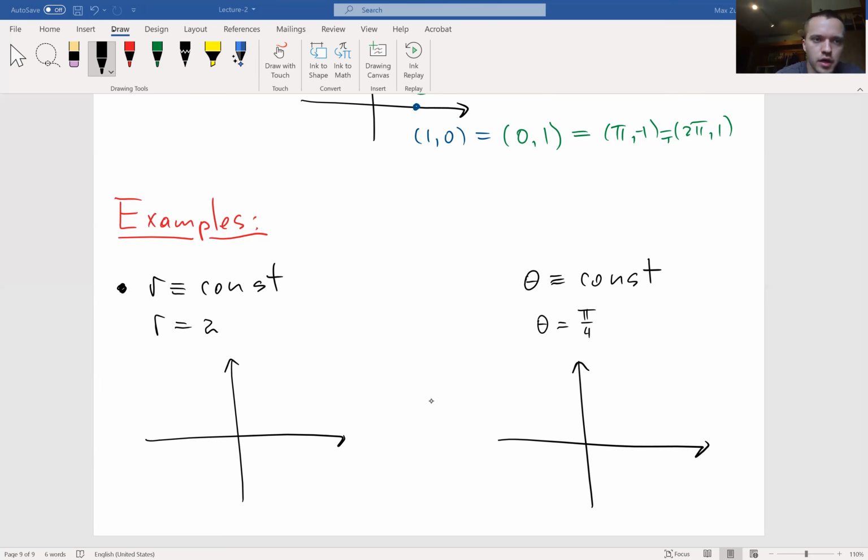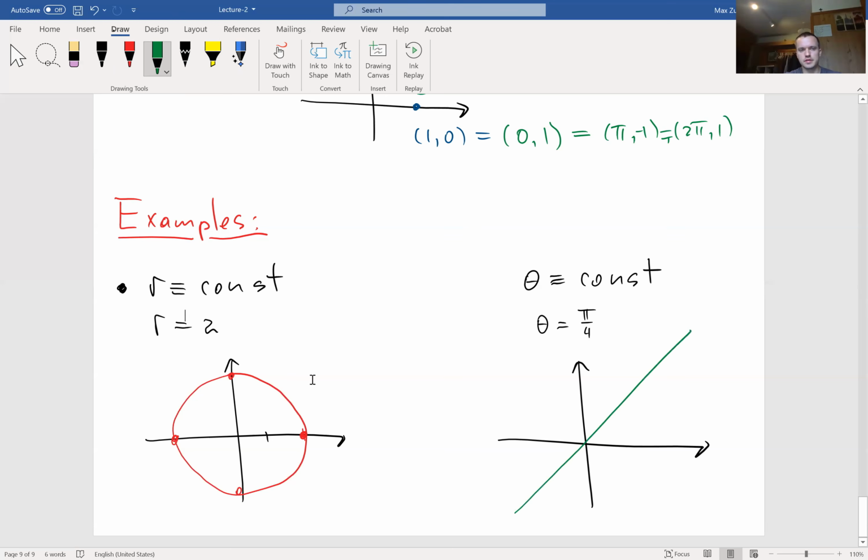So the idea is, we know that r equal to 2 is going to be at least this point over here. And since we didn't specify what our theta is, that means any theta works. So right now I can choose any point which has distance 2 from the origin. And that is going to be exactly a circle. It's not of radius 2, it's going to be radius of square root of 2, but we're going to do that in a second. Okay, what about theta equal to pi over 4?